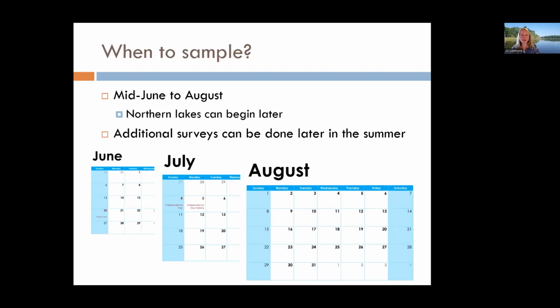You, of course, can do additional surveys throughout the year. You don't have to just do it once. If you want to go out a couple times just to see if you catch something you didn't see before, you can certainly do that. And there's a place where you can write all of your sampling dates right on your data sheet.